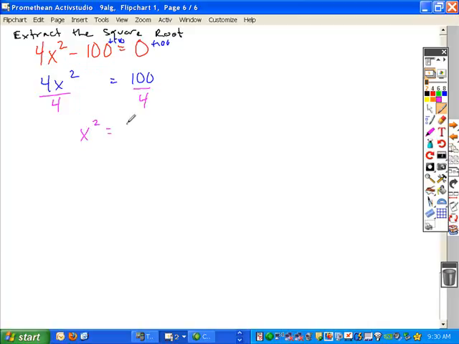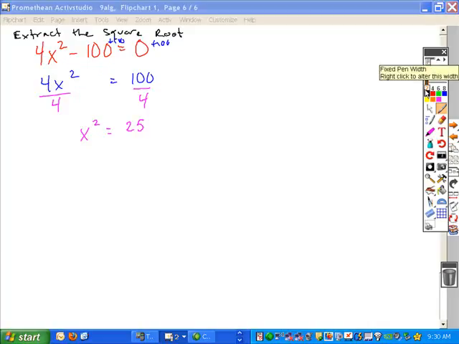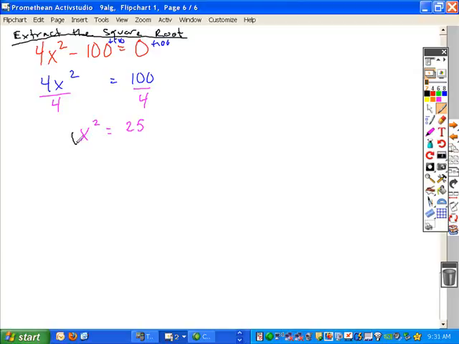So we get x squared is equal to 25. And now you do the final step, which is called extract the square root. You're going to take the square root of both sides. When you extract the square root, you have to take into consideration both the positive and negative root. So your answer is plus or minus 5.